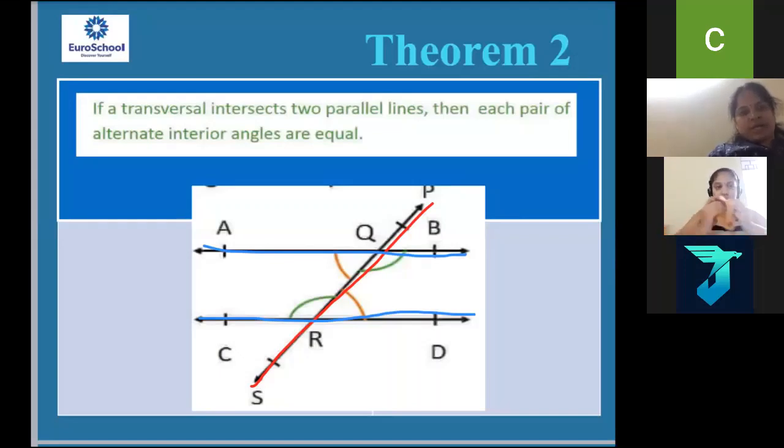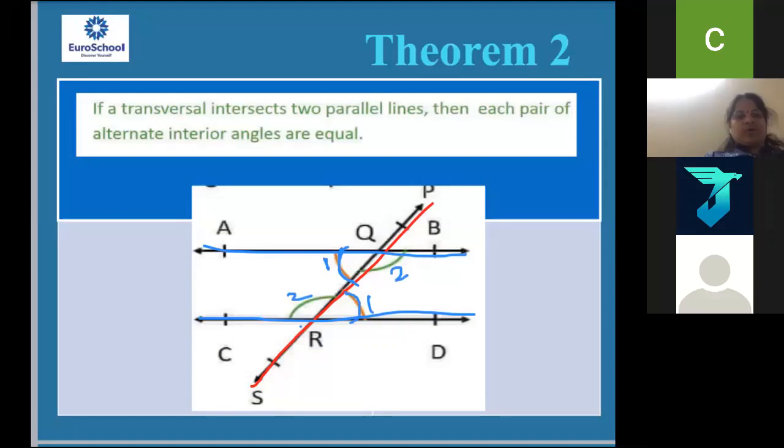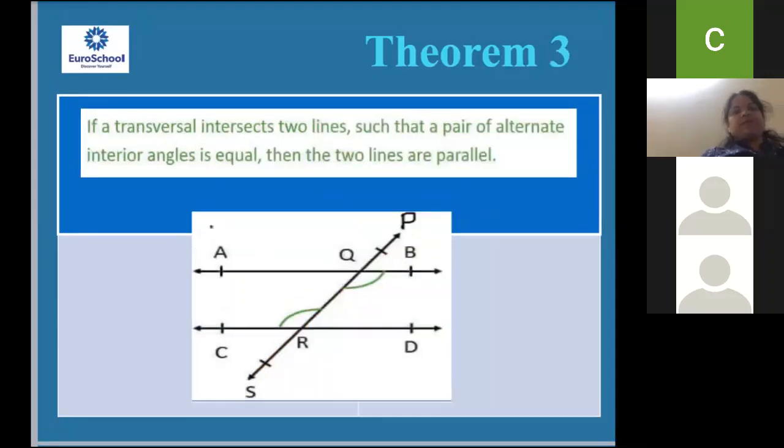So one pair is angle at Q, that is AQR, is equal to one more at R, that is PRD. So I'll number it as 1 and 1. Now one pair, this is equal. Similarly, the other pair, 2 and 2. Now it is clear, children? Yes, ma'am. Let me continue with the third theorem. Okay. Theorem 3.